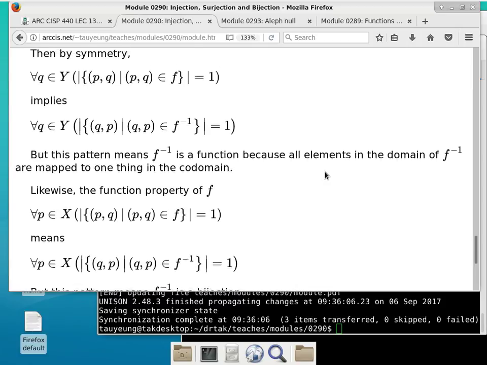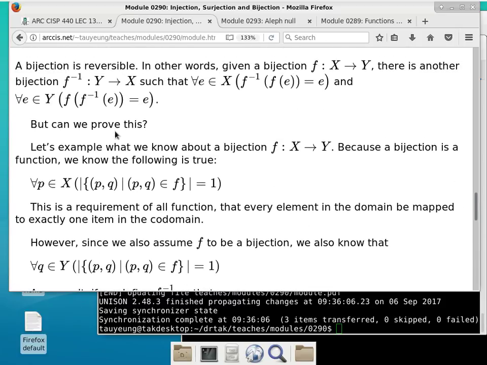So this is a proof. Okay, so let me point out where the proof starts. But can we prove this? In other words, can we prove that every function that is a bijection has an inverse function? Okay, that's what I want to prove. Because hey, if I cannot prove it, then we have a problem. Okay, this class is all about proofs, and rigorous math.